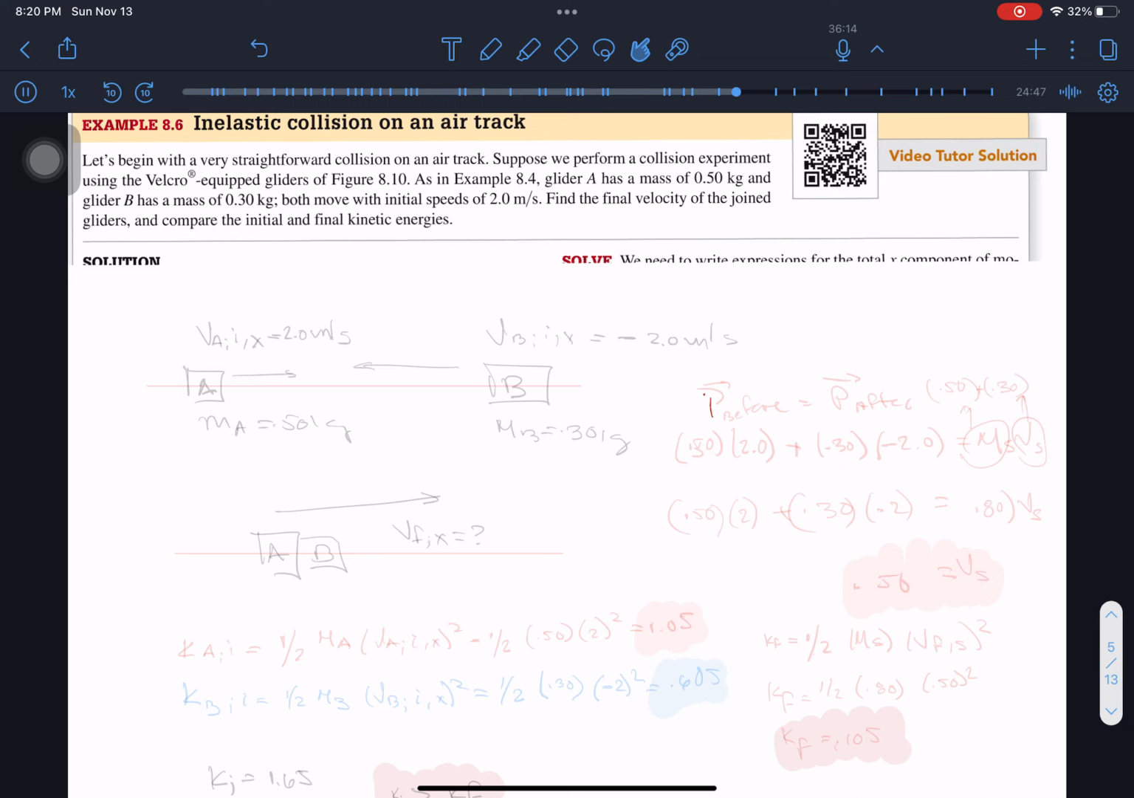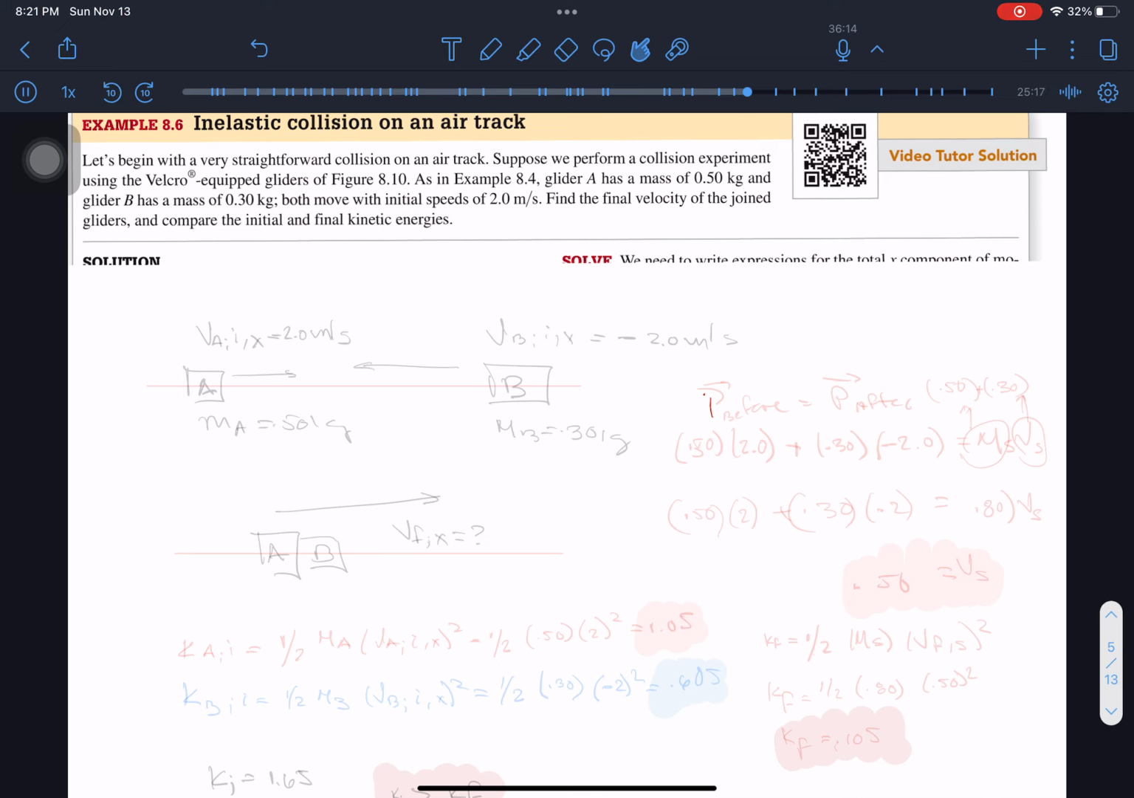Suppose we perform a collision experiment using the Velcro grip glider of figure 8.10. As an example, 8.4, glider A has a mass of 0.50 kilograms and glider B has a mass of 0.30. Both move with an initial speed of 2.0 meters per second. We have to find the final velocity of the joined gliders and compare the initial and final kinetic energies.